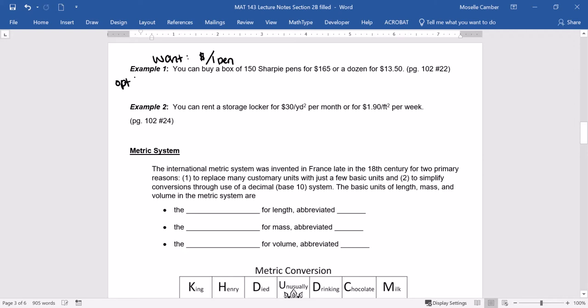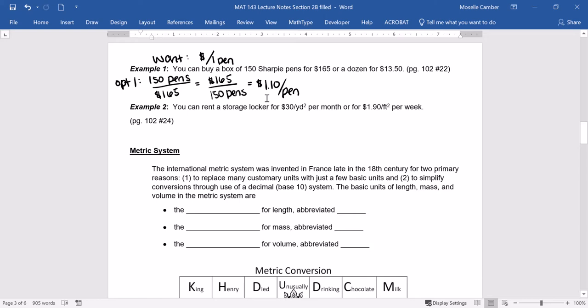So our first option, we can buy 150 pins for $165. Now notice I wrote it this way just because that's the way it was written here. But remember, we want dollars per pin, so I'm actually going to switch these around to get the dollars on top. And I already have the units I want, dollar per pin, so I'm just going to go ahead and do that division. 165 divided by 150, and we get $1.10 per pin. So each pin in this box is going to be $1.10.